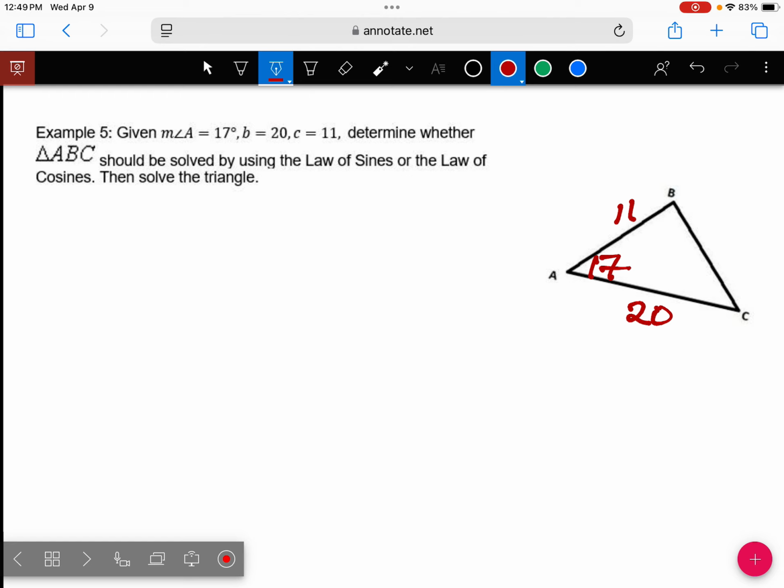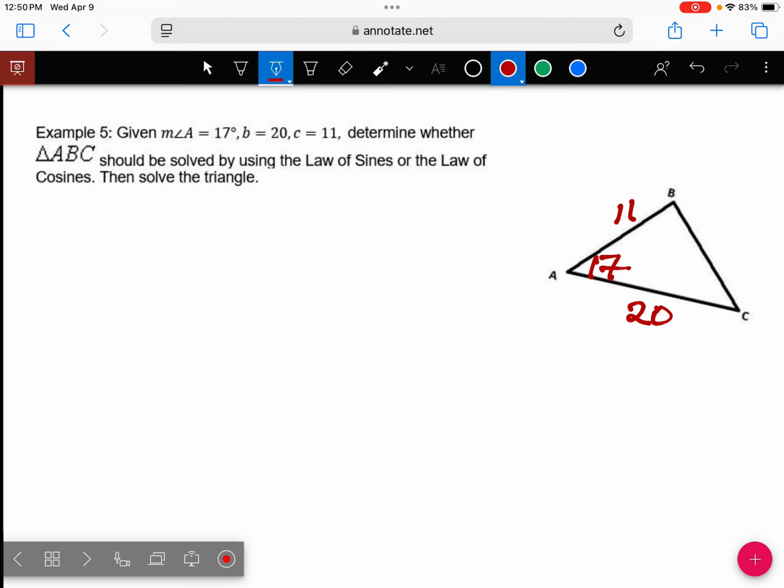I don't know. If I didn't move anything, it would still be there. So what would it be? Law of sines or law of cosines? Law of sines. Do we have a pair? Wait, did you say sines or cosine? Cosine. Yep, it will be law of cosines.